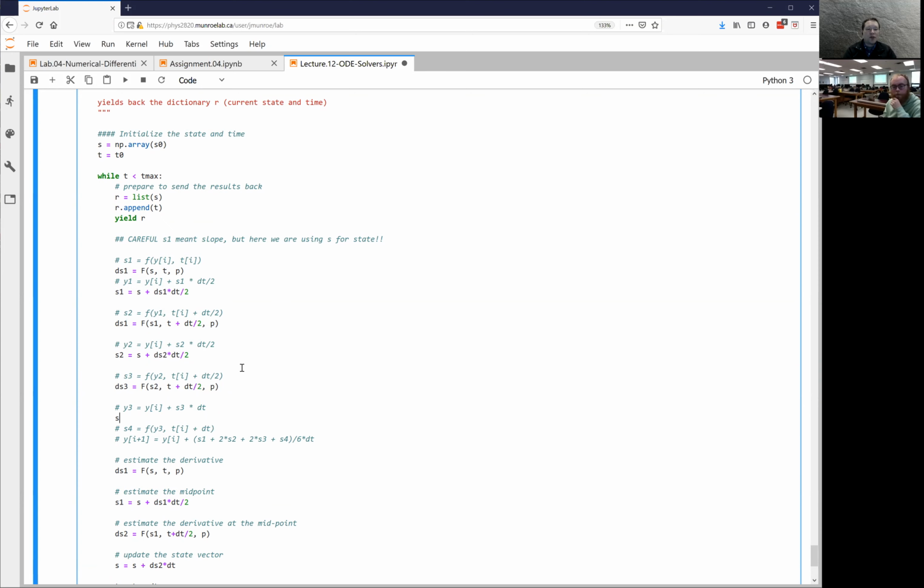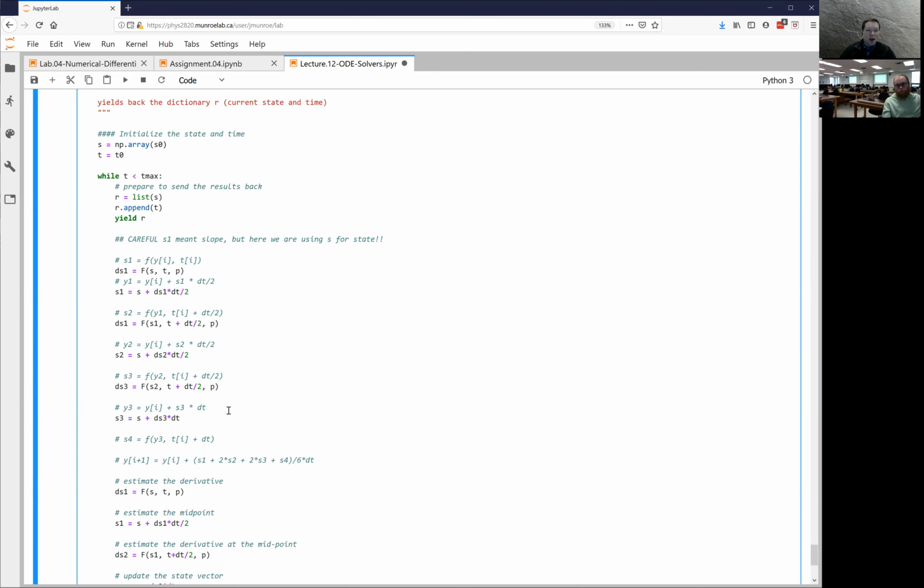I'm going to evaluate my function a big step, an Euler full step. How do I do that? Well, I'm going to take that slope, the original state, add that third state and do a full time step.